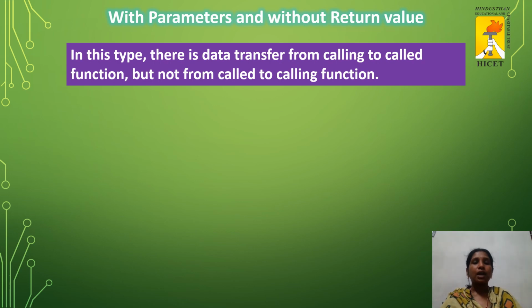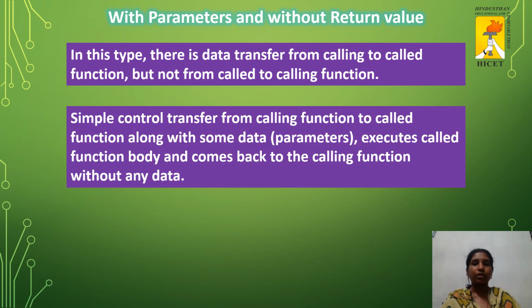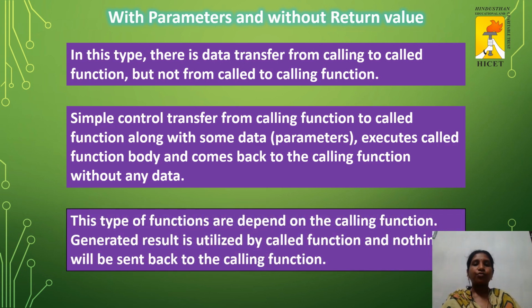Now the next type of function is function with parameter and without return value. That means there is a data transfer from calling function to the called function, but there is no return value from called function to the calling function. The control is transferred from calling function to called function along with some data. It executes the called function and comes back to the calling function without any return value.